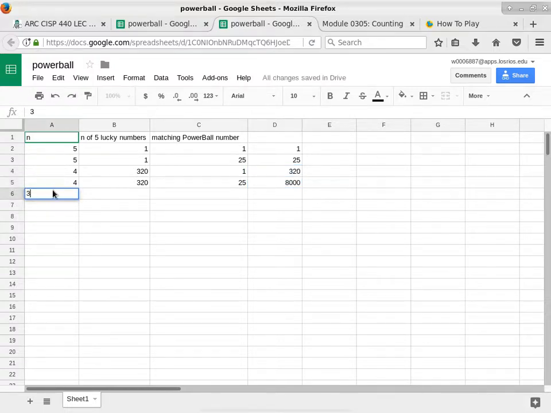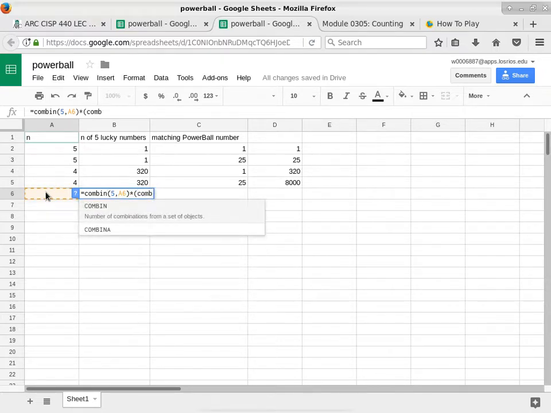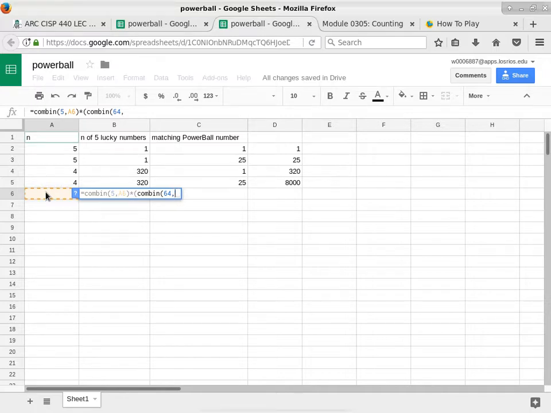The jackpot being the first. And then we have 3 down here. So now, I think we get the general equation, don't we? So we say combine 5 choose whatever A6 is, times combine 64 choose whatever 5 minus this number turns out to be. Is that making any sense?